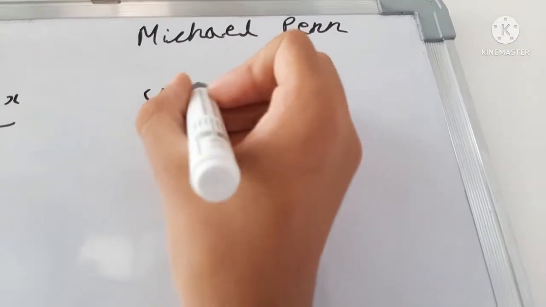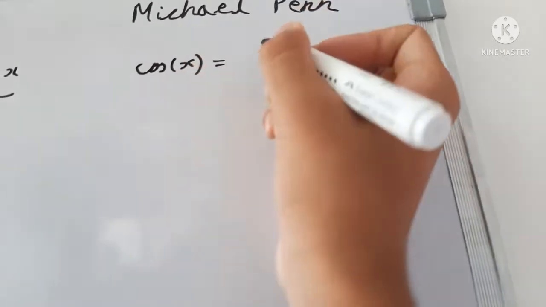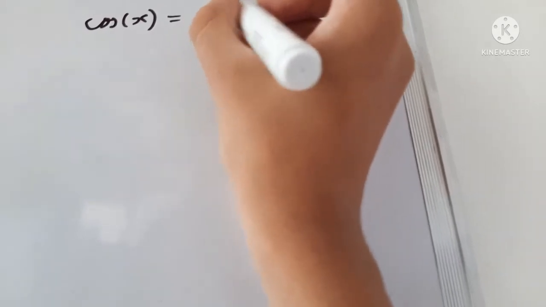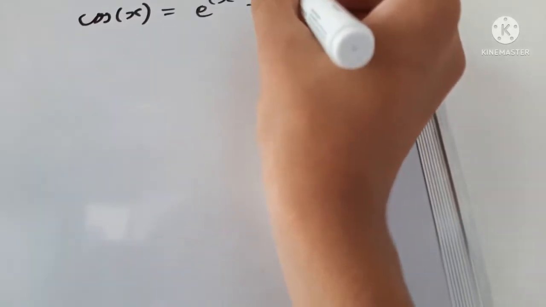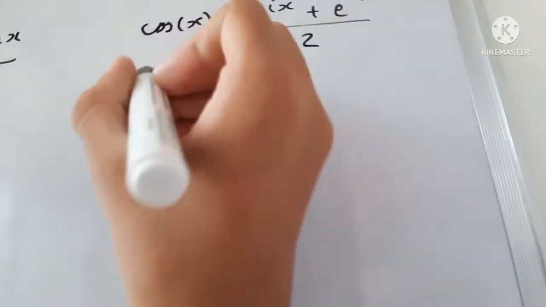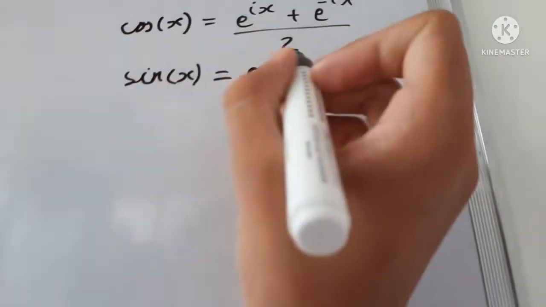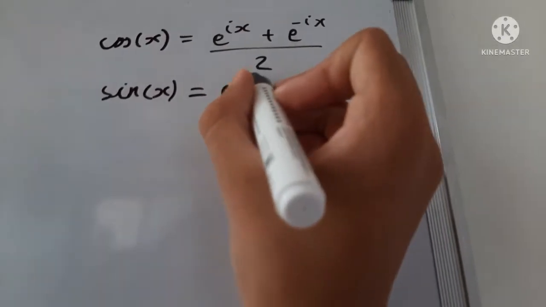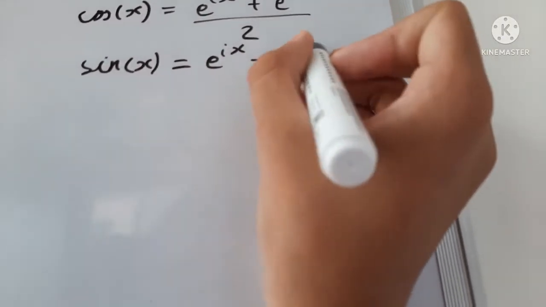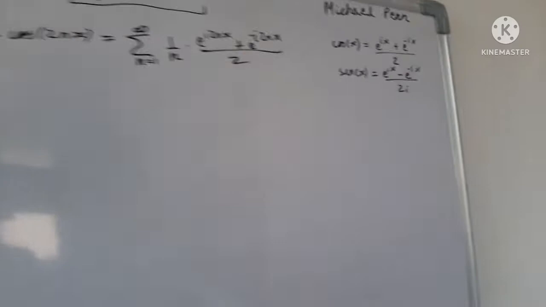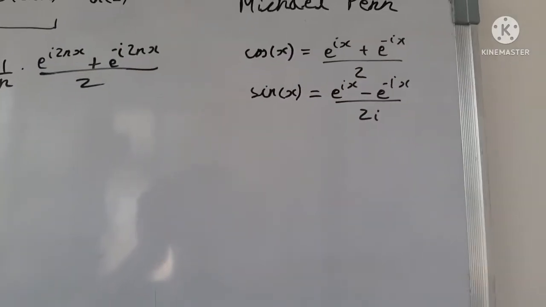Cosine of x, just in case you did not know this, which you should, is equal to e to the ix plus e to the minus ix, upon 2. Just as an FYI, sine of x is equal to e to the ix minus e to the minus ix, upon 2i, if I'm not wrong. Yeah, that's true. Just for your reference, I've written those out. I'm going to rub them off now because I don't want to waste space.